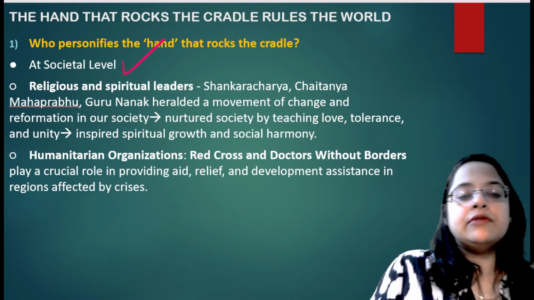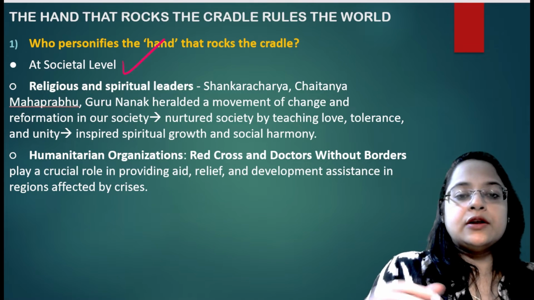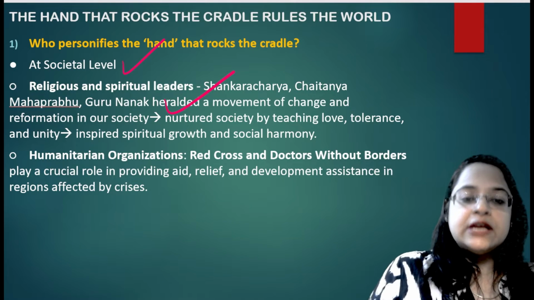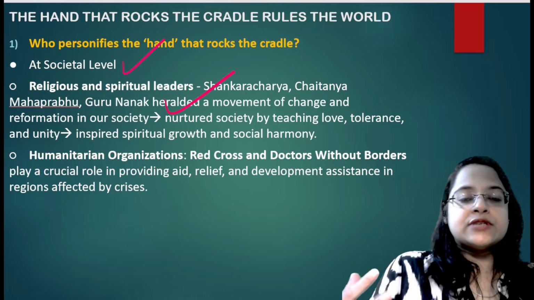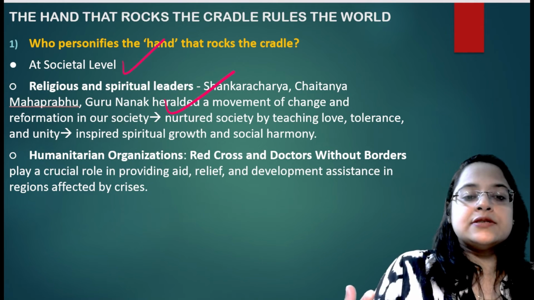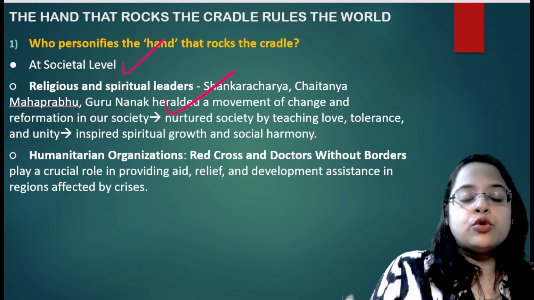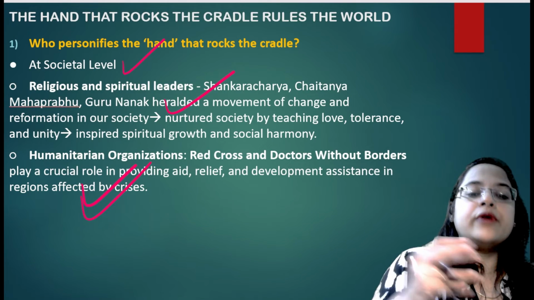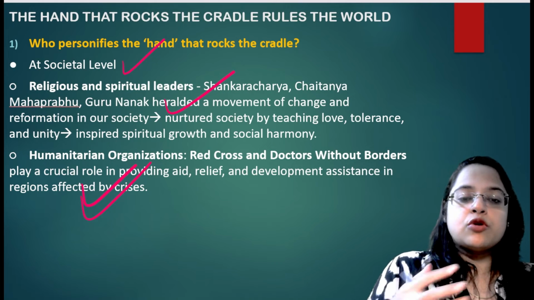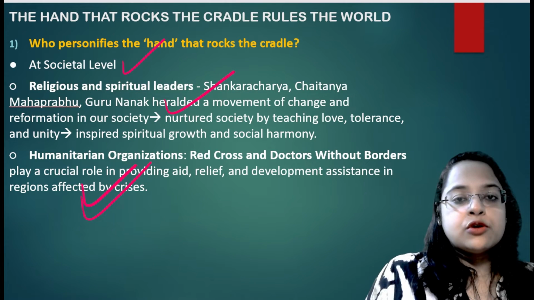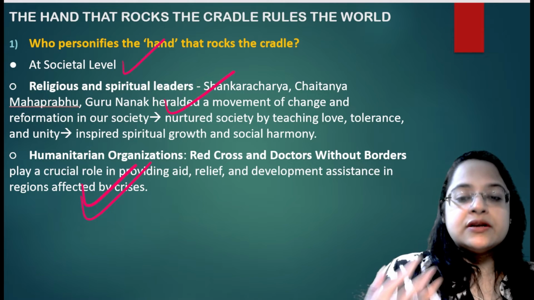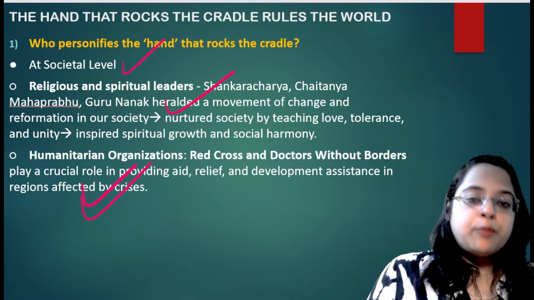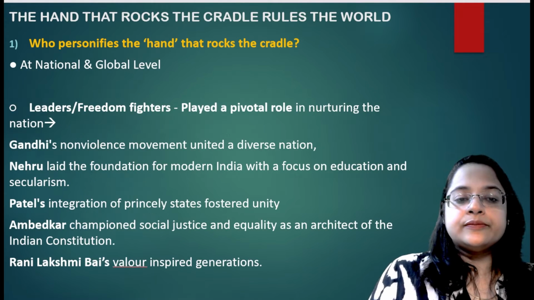Then you can talk of the societal level, how the religious and the spiritual leaders also played their role. Shankaracharya, Chaitanya Mahaprabhu, Guru Nanak, they all heralded a movement of change and reformation in our society. They nurtured our society by teaching various values of love, tolerance, and unity. They inspired spiritual growth and social harmony. Then you can talk of humanitarian organizations, like the Red Cross and Doctors Without Borders, which also play a crucial role in providing aid, relief and development assistance to regions affected by crisis. So they are also helping in nurturing and raising the population, the children, the teenagers.